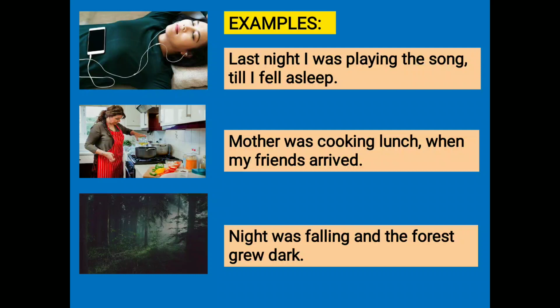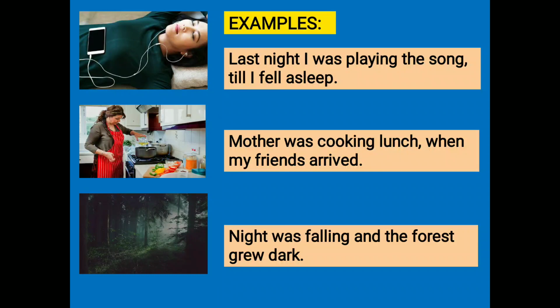And the last one, in narratives. This is an example of a narrative, showing how, while describing the background of a narrative, we use past continuous tense. Night was falling and the forest grew dark. In the midst of the setting, when we describe, we don't say night fell and the forest grew dark. In order to give it a more visual effect, we describe it so. Night was falling, that means gradually the light was diminishing, and the forest grew dark. So in order to provide that visual effect, past continuous form is used while describing narratives.